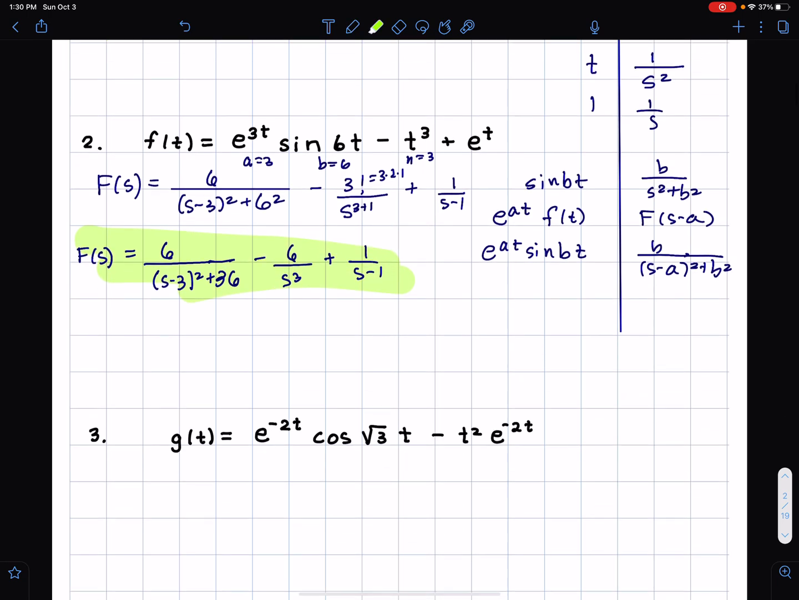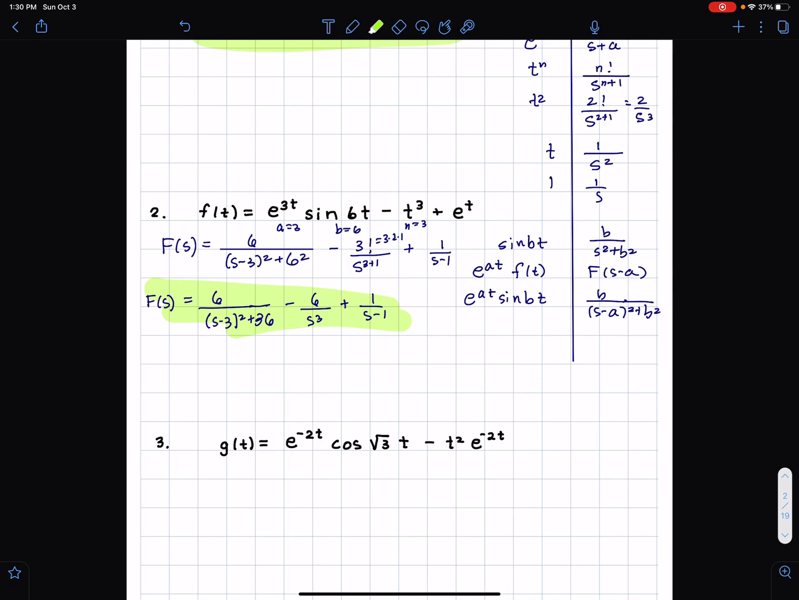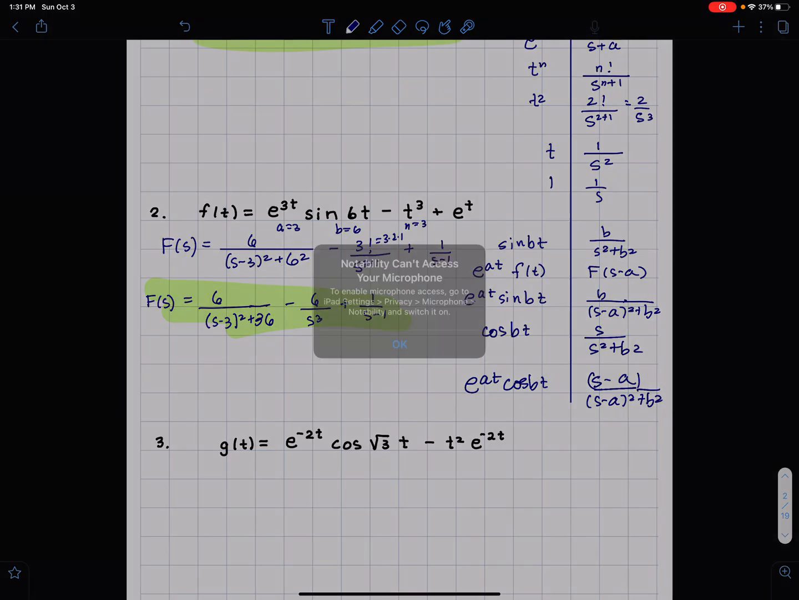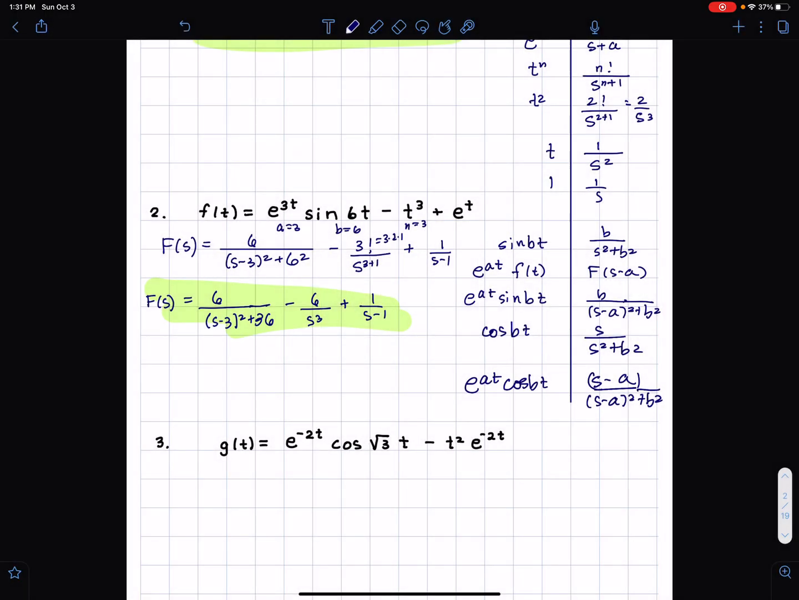Adding on to our formula list, we have cosine bt is s over s squared plus b squared. And if we multiply by e to the at, then we get the same formula, but we shift this to s minus a on the numerator: s minus a over s minus a squared plus b squared.